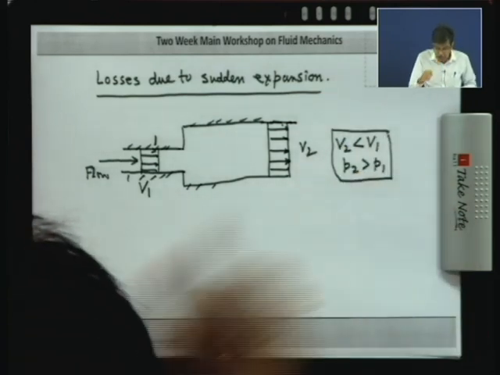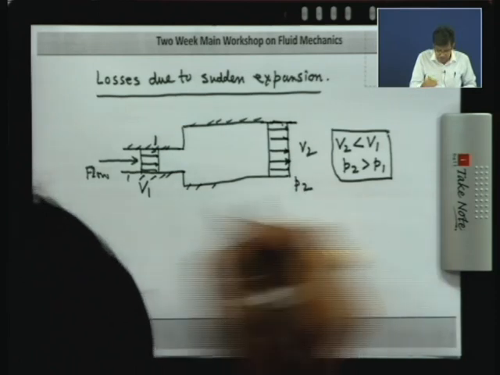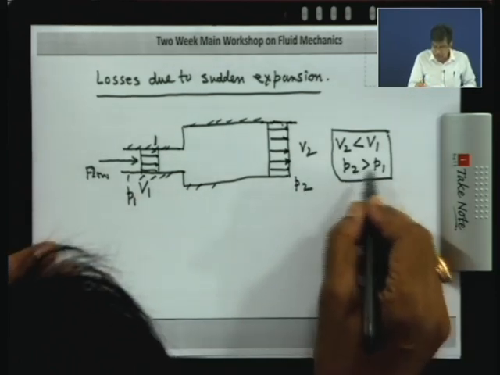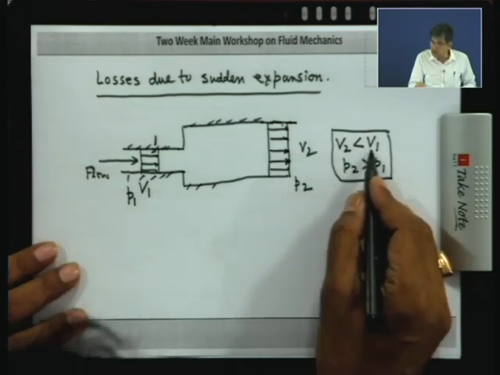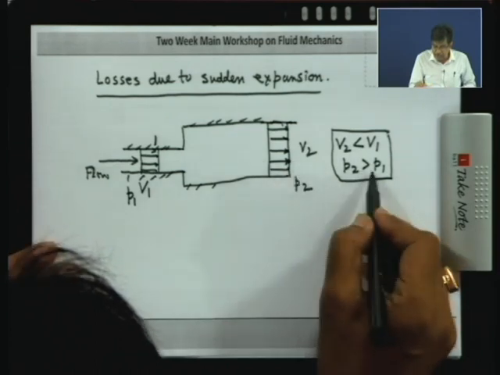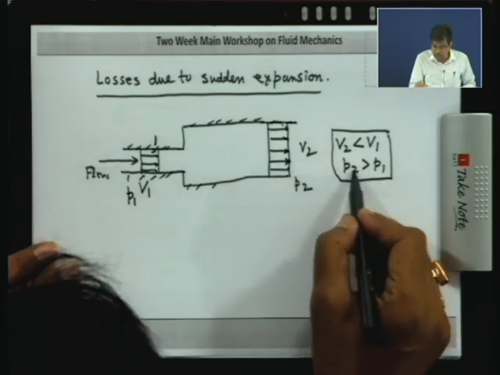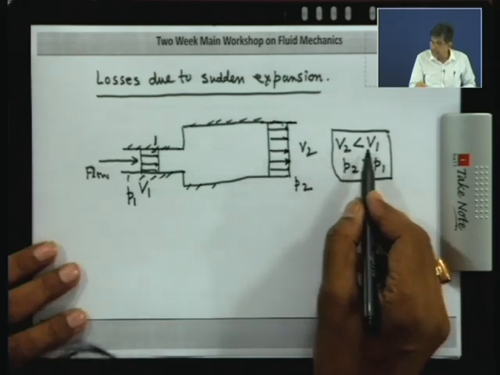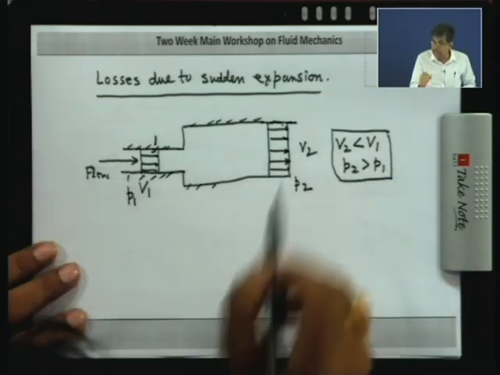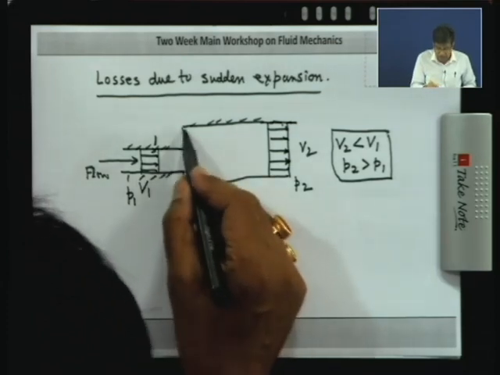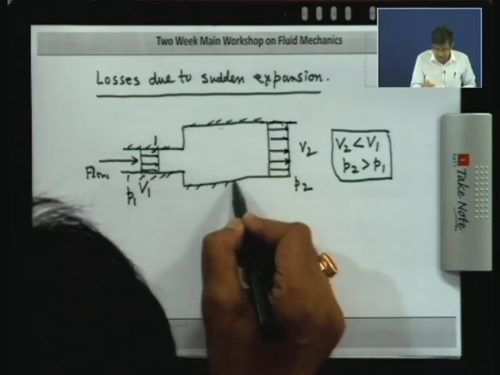But the question is, what is the loss? P2 and P1 are related through Bernoulli's equation by V2 and V1. Since V2 is decreased, P2 will be increased. The increase in P2 will take place only by the change in V2 by Bernoulli's equation if we neglect the losses. Now, what is this sudden expansion loss? If you consider the frictional loss, then there will be losses.